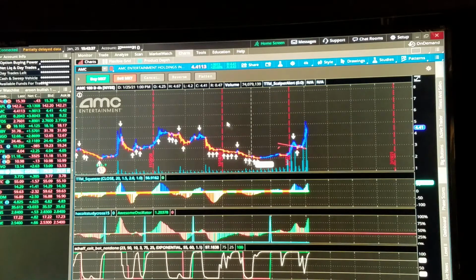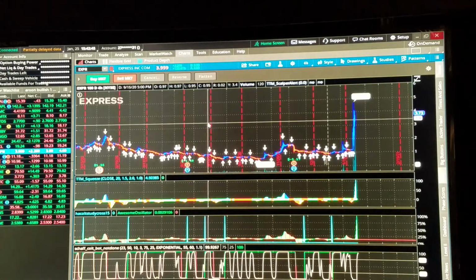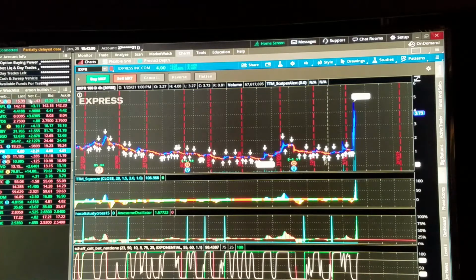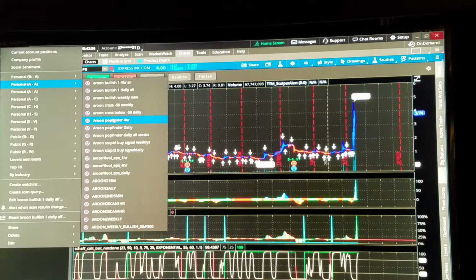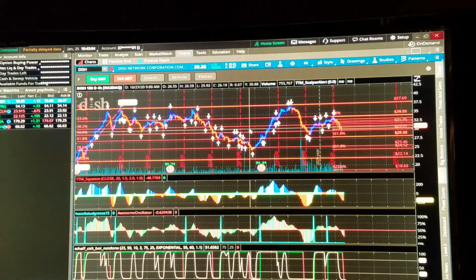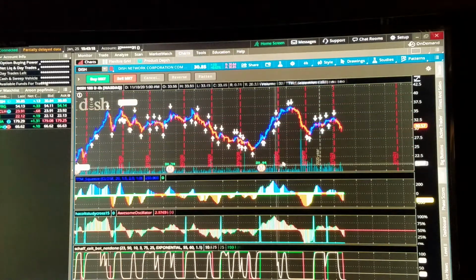What is GME at? We've got GE, Gevo, Ford. I don't know what this Express something is. Express, but many of these charts look similar, so we may want to look at something else. Let's see about the pop finder on the daily. Okay, so we've got Dish on the pop finder. Okay, and I've clearly been looking at this before. So let's go over to our drawings and clear our drawings. Yes. All right.